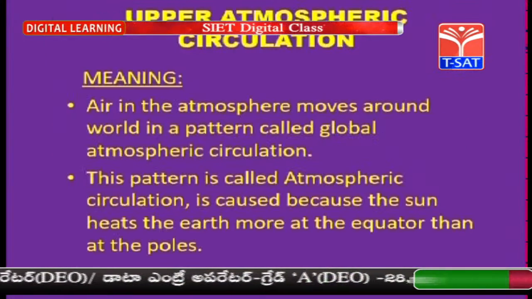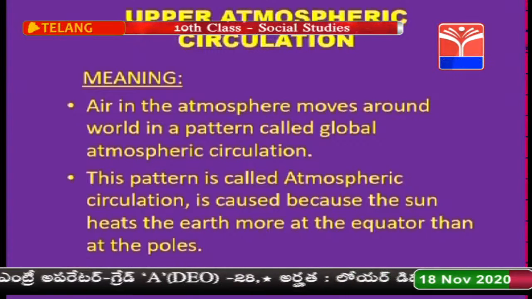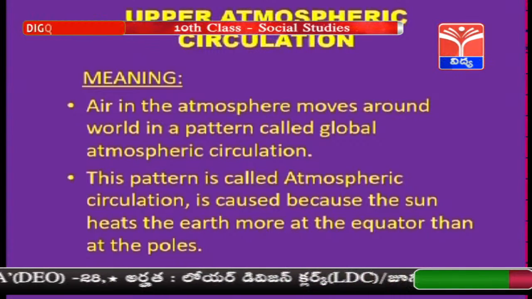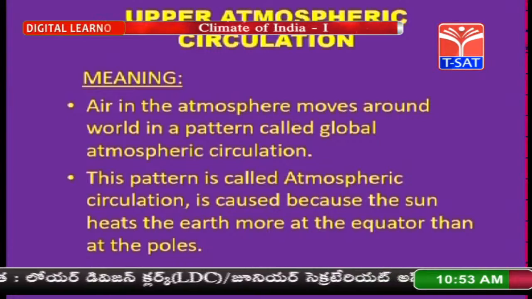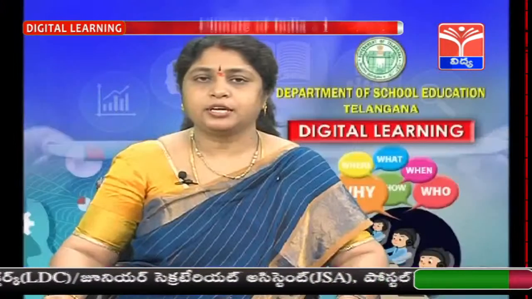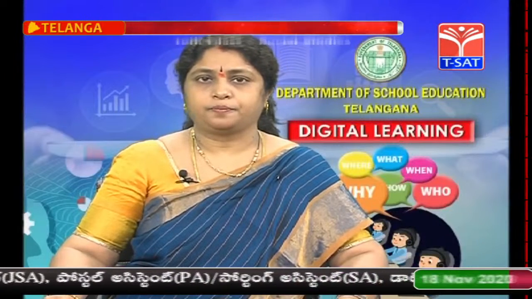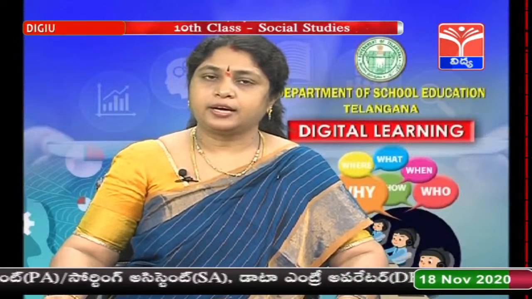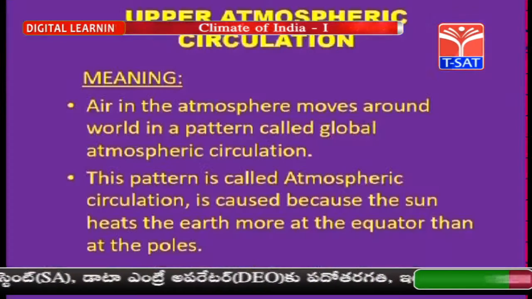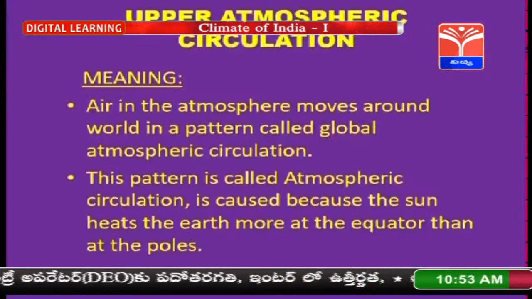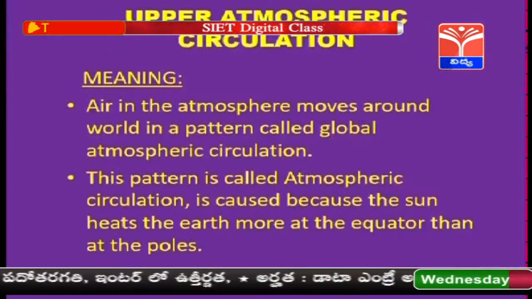Let's move on to the fourth factor that influences climate and weather. And this is very interesting topic. What is atmospheric circulation? Air in the atmosphere moves around the world in a pattern called global atmospheric circulation.